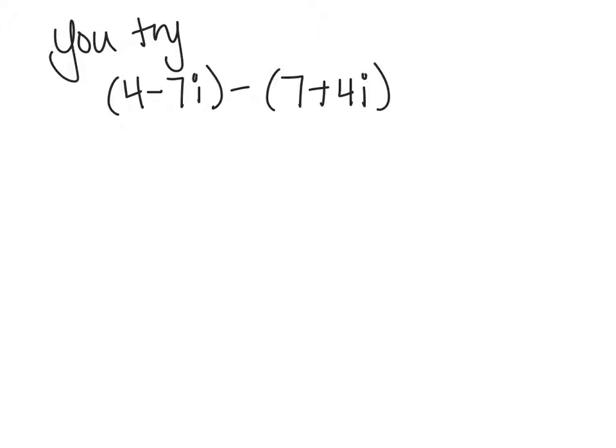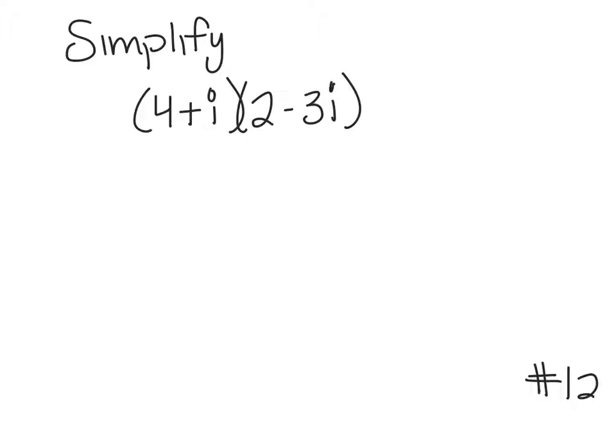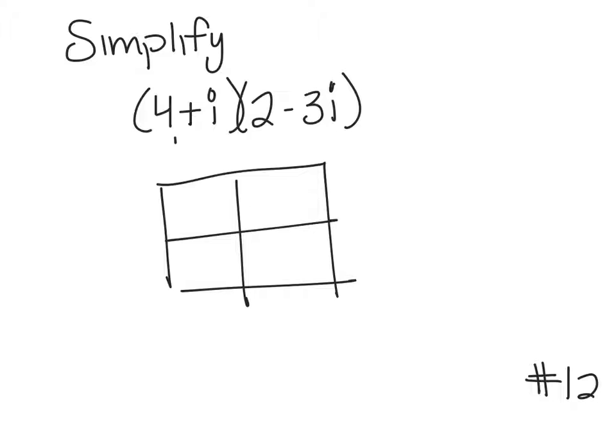You try one. This time the parentheses are touching. That means times. So I'm going to do boxes. I have 4 and a positive i. I have 2 and a negative 3i.